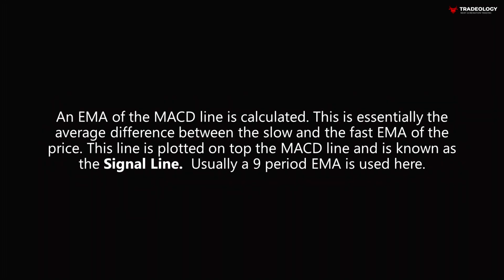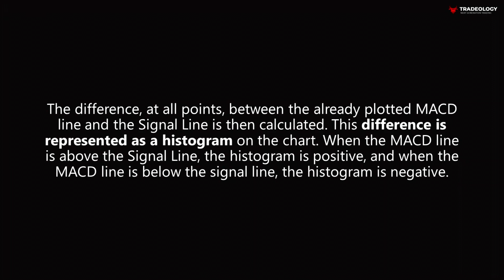An EMA of the MACD line is calculated. This is essentially the average difference between the slow and the fast EMA of the price. The line is plotted on top of the MACD line and is known as the signal line. Usually a 9-period EMA is used here. The difference at all points between the already plotted MACD line and the signal line is then calculated. This difference is represented as a histogram on the chart. When the MACD line is above the signal line, the histogram is positive, and when the MACD line is below the signal line, the histogram is negative.